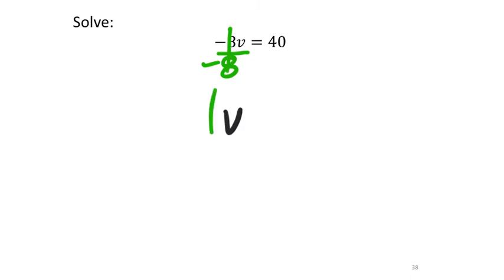Now, if you leave it like this, you're going to get it wrong, because whatever you do to one side, you've got to do it to the other side. So I've got to take the 40 and divide it by negative 8 as well. And I find that v equals negative 5.